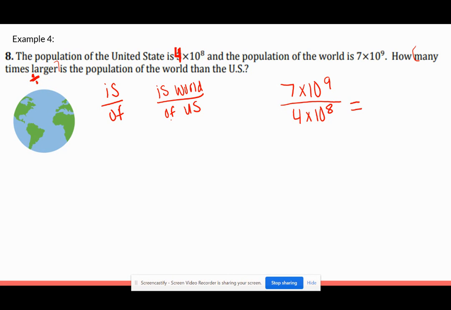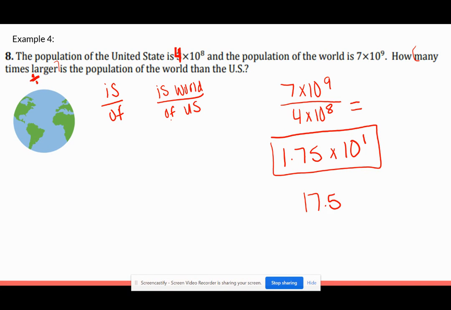So that's our setup. We just put it into our calculator by doing 7, second, hit the EE button, and our exponent is 9, divided by 4, second, hit the EE button, and hit 8. And when you do that, you get 1.75 times 10 to the 1st power. And if they wanted it in scientific notation, you would just box your answer and be done. However, if they want it in standard form, I'm just going to hit second DRG and go back to flow. And it already changes it for me, and it's 17.5.